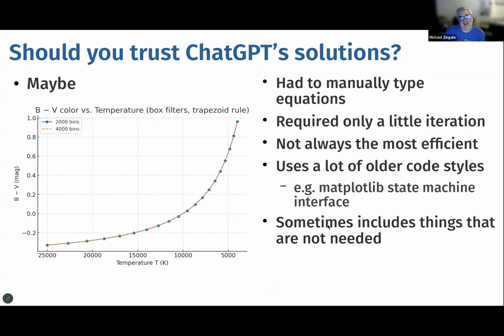ChatGPT got it. Here's the B minus V curve, so B minus V versus temperature. ChatGPT even had temperature increasing to the left, like a good astronomer. I didn't ask it to do that. I did ask it to show me that their integration converged by varying the number of bins and computing the error, and it did that.